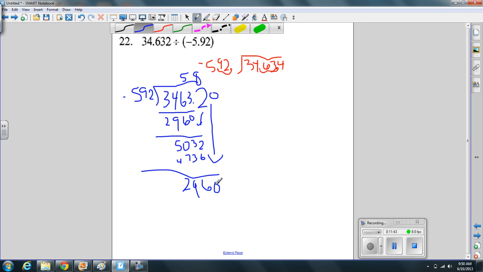And negative 592 goes into 2960 5 times evenly. So 5 times 592 is 2960. So a negative divided by a positive is a negative. Decimal point goes straight up. So our final answer is negative 5 and 85 hundredths.